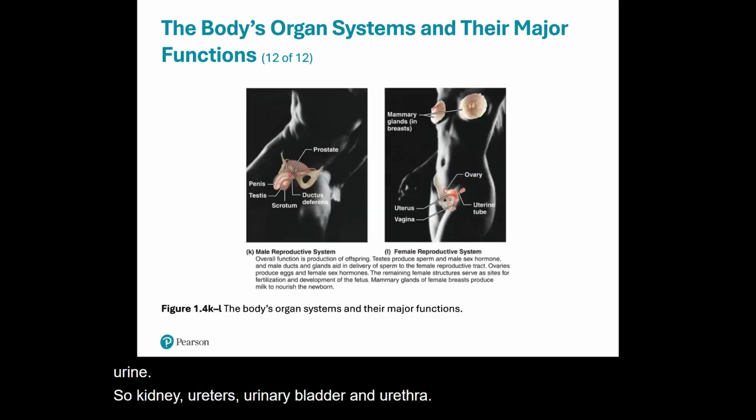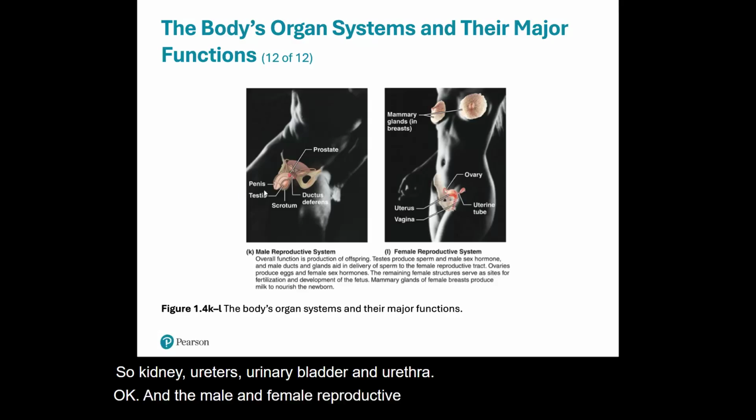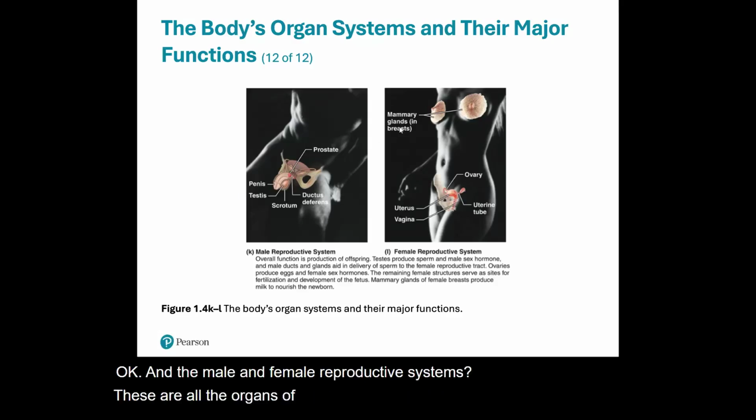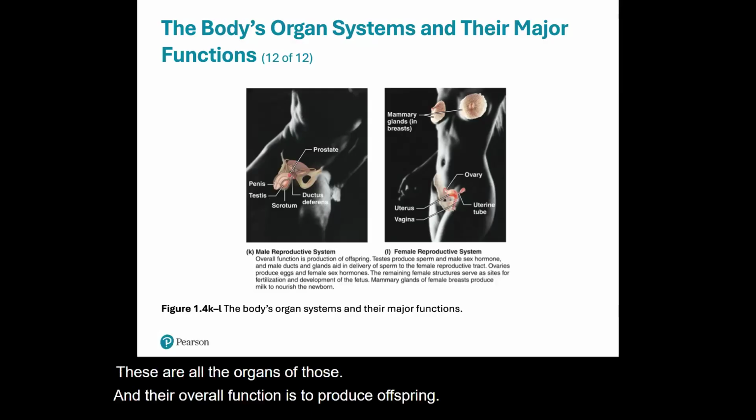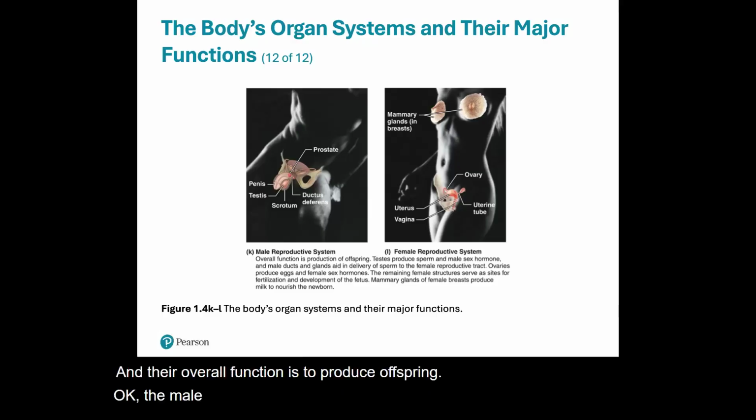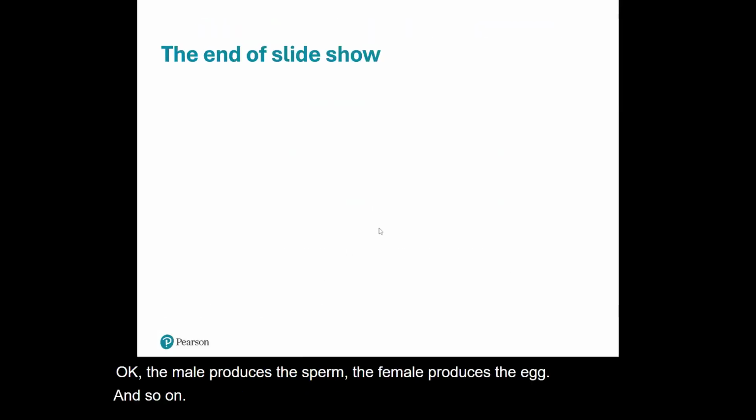Okay, and the male and female reproductive systems. These are all the organs of those. And their overall function is to produce offspring. Okay, the male produces the sperm, the female produces the egg, and so on. All right, and that's the end of this slideshow.